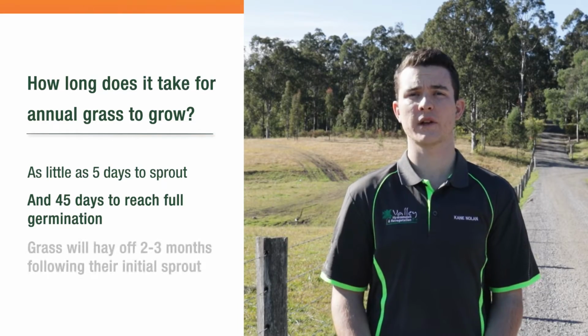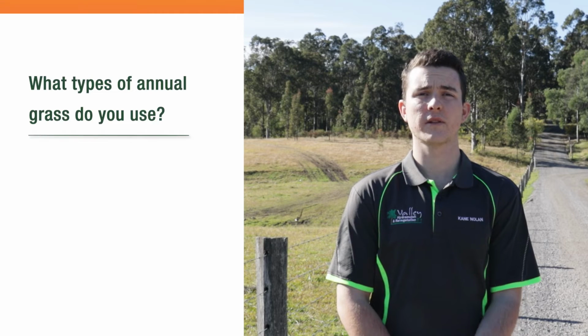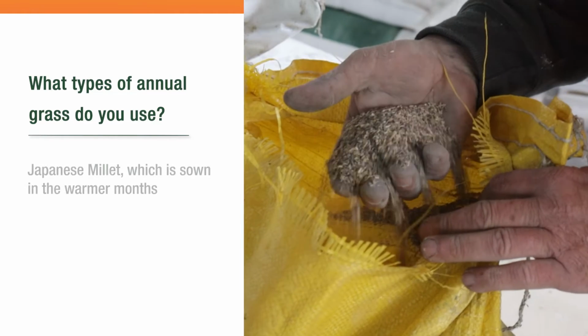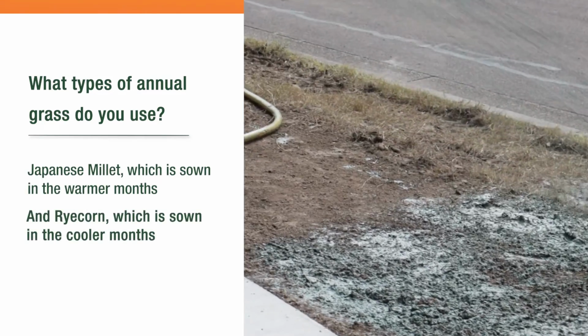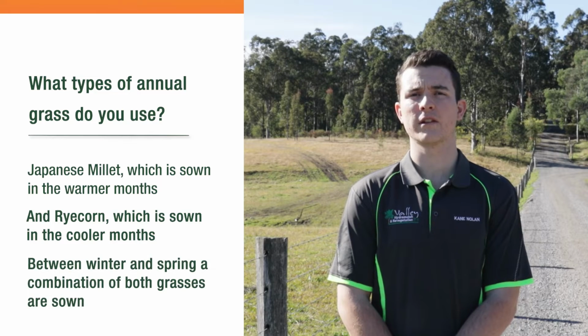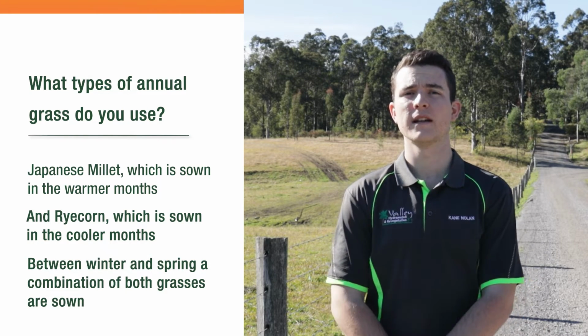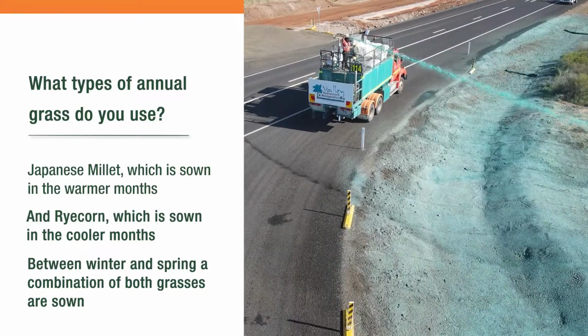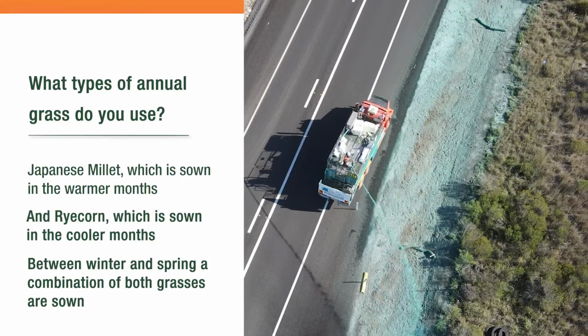Typically, annual grasses will hay off 2 to 3 months following their initial sprout. They will not regerminate unless they are resown. Typical annual grasses include Japanese millet, which is sown in the warmer months, and rye corn, which is sown in the cooler months. At the time where the cooler months begin to turn into the warmer months, such as between September and August, as well as March and April, it is an industry accepted practice to sow a combination of the cool season and warm season annual grasses.